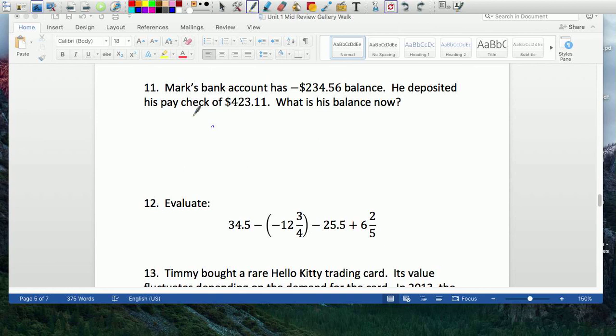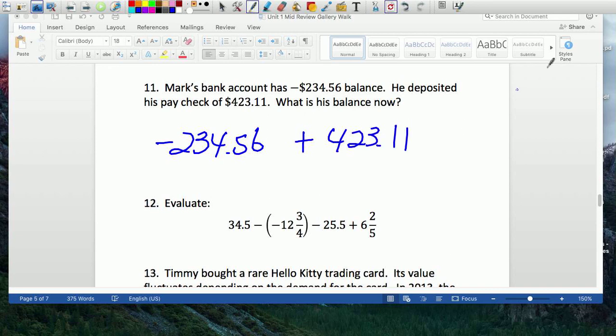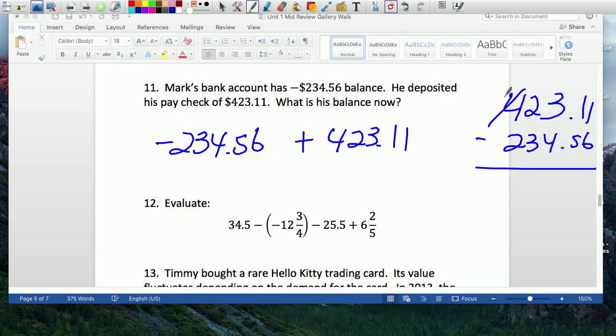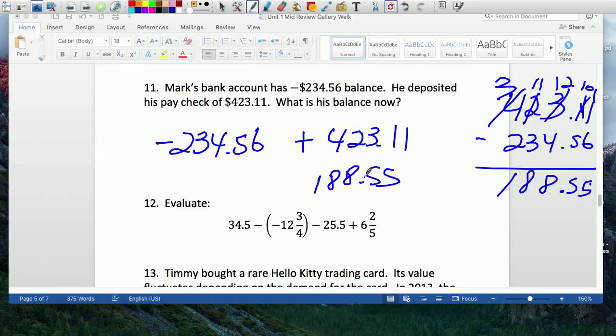So I was at this stage and I added this much. What's my count now? It's going to be more positives. Find the difference. So we got the borrow from all the way here. 11, 12, 10, 11, 5, 5, 8, 8, 1, 188.85. 188.55 would be my new account balance.